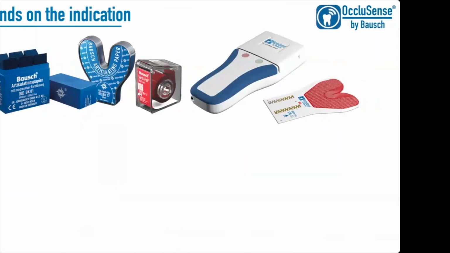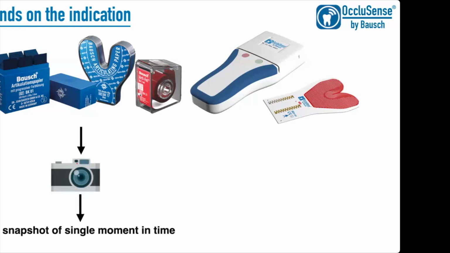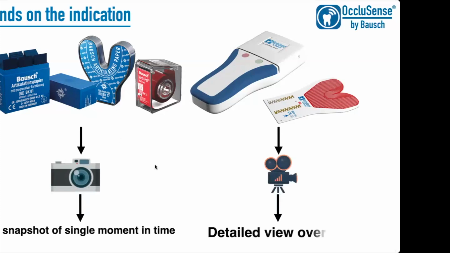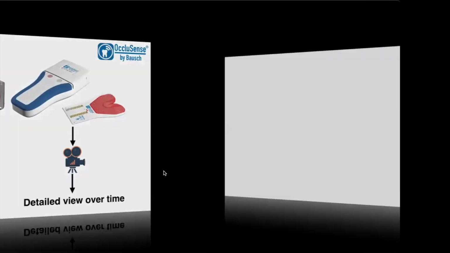I'd say it depends on the indication. So if you need a picture of a moment in time, you can use papers and foils. You get a quick snapshot of a single moment in time. If you need a video recording for much more in-depth detail, then you can use OccluSense.